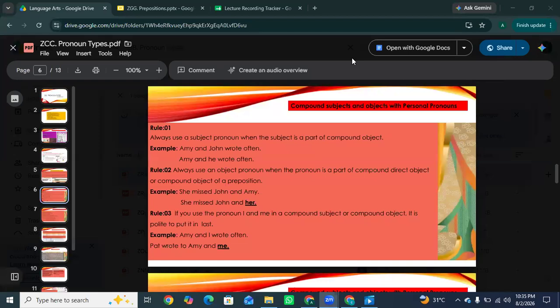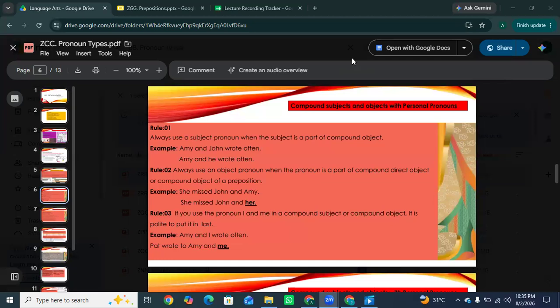Compound subjects and objects with personal pronouns. Always use a subject pronoun when the pronoun is part of a compound subject. Like Emma and John wrote often, Emma and he wrote often. In simple words, the incorrect sentence is Emma and him wrote often. The correct way to write is Emma and he wrote often.